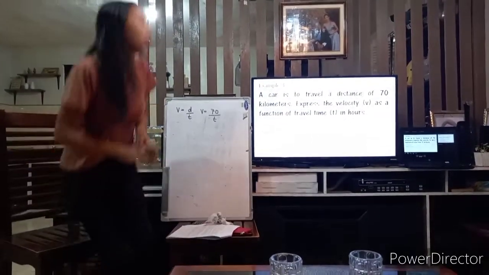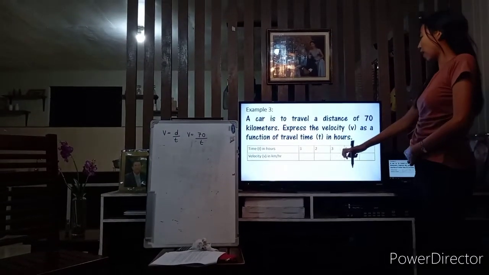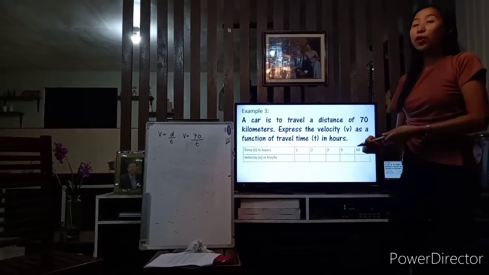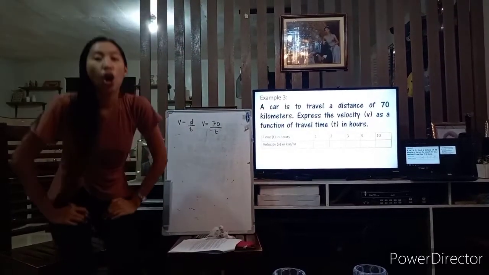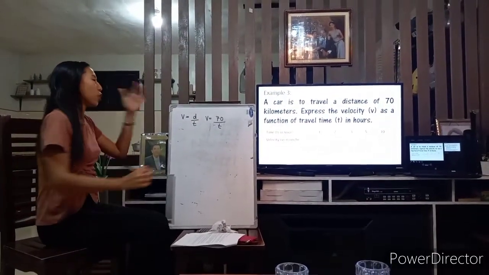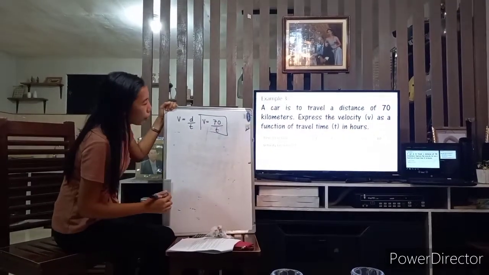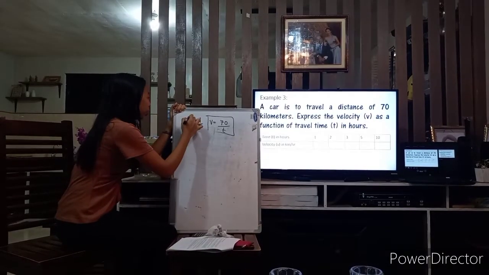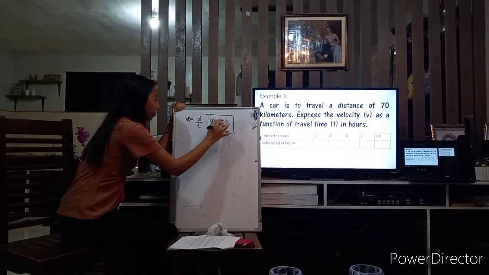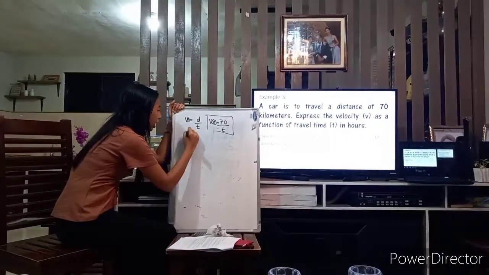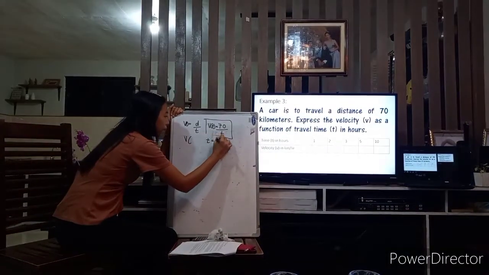We are given a certain number of hours in the table. We have 1 hour, 2 hours, 3 hours, 5 hours, and 10 hours. We are going to calculate the velocity of that certain car during the duration of its travel. So we're going to use this function. Let's have v of t, because that is with respect to time, where t is equal to time.